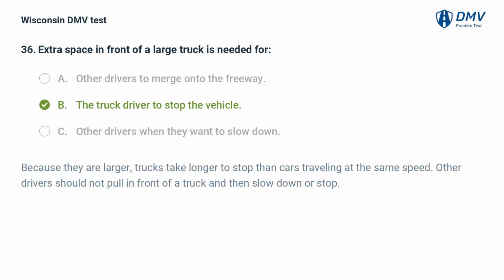B. The truck driver to stop the vehicle. Because they are larger, trucks take longer to stop than cars traveling at the same speed. Other drivers should not pull in front of a truck and then slow down or stop.